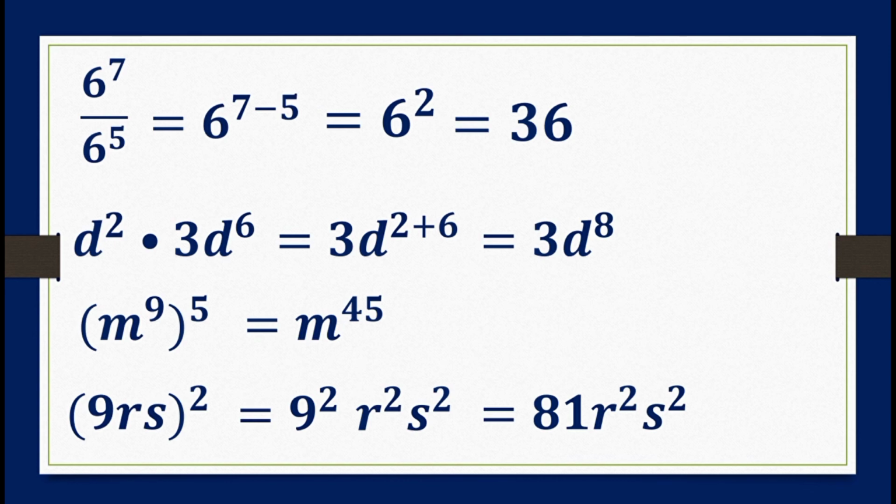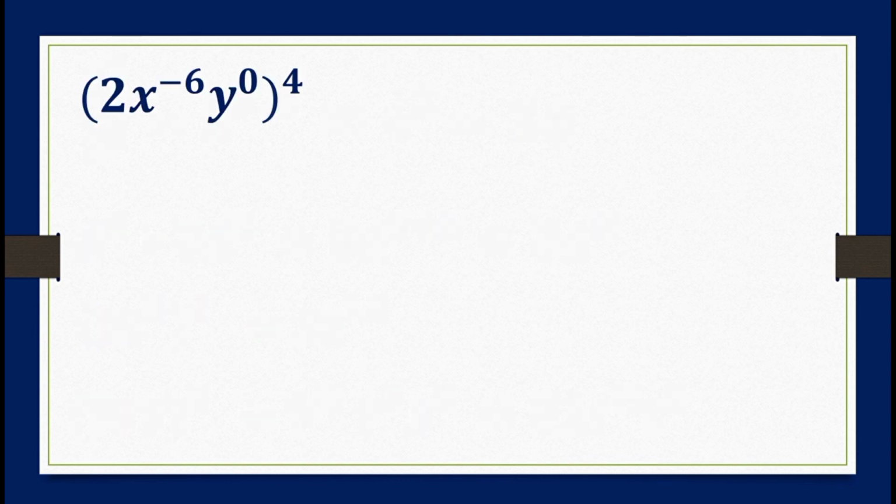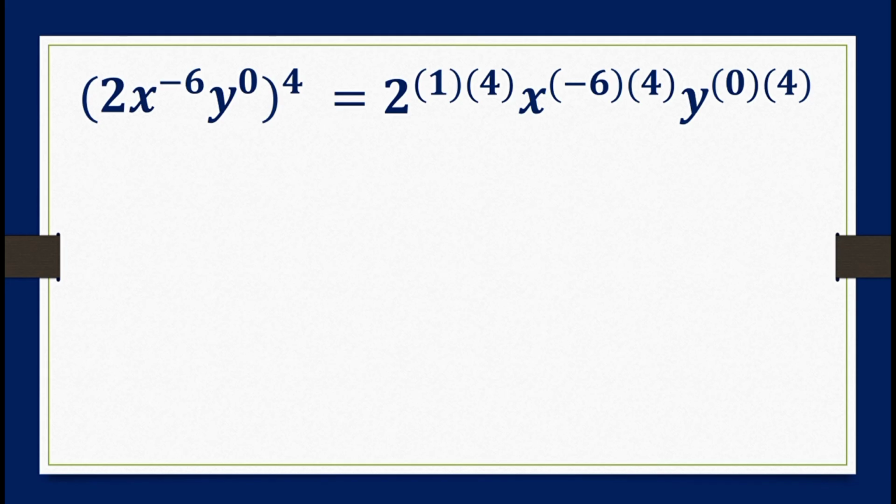Let's simplify quantity 2x raised to negative 6 y raised to 0, raised to the 4th power. Applying the concept of power of a product, all we need to do is to multiply the exponent outside the grouping symbol to the exponents present inside our grouping symbol. That is 2 raised to 1 times 4, x raised to negative 6 times 4, y raised to 0 times 4. The simplified expression becomes 2 to the 4th, x raised to negative 24, y raised to 0.